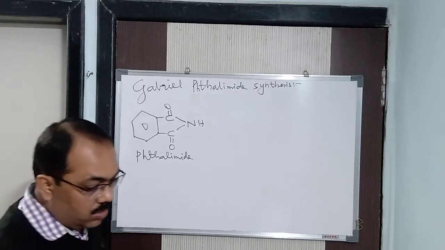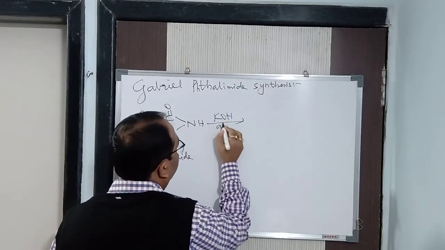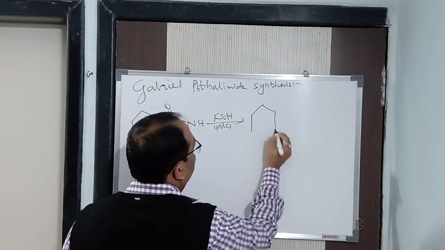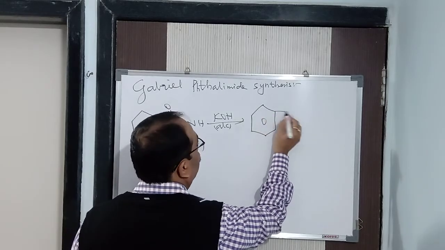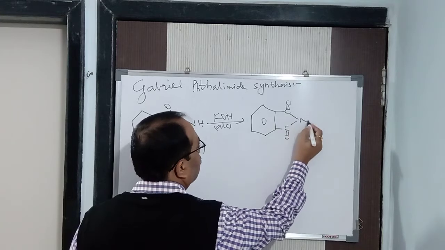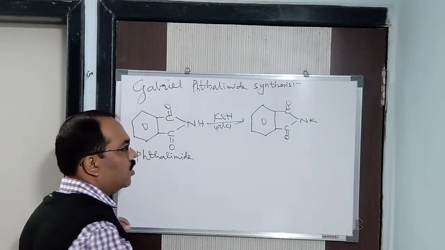So when phthalimide reacts with alcoholic KOH, what will I get? I will get potassium phthalimide. You can take NaOH also, no problem. So CO, and here it is NK. This is your potassium phthalimide. This is known as potassium phthalimide.